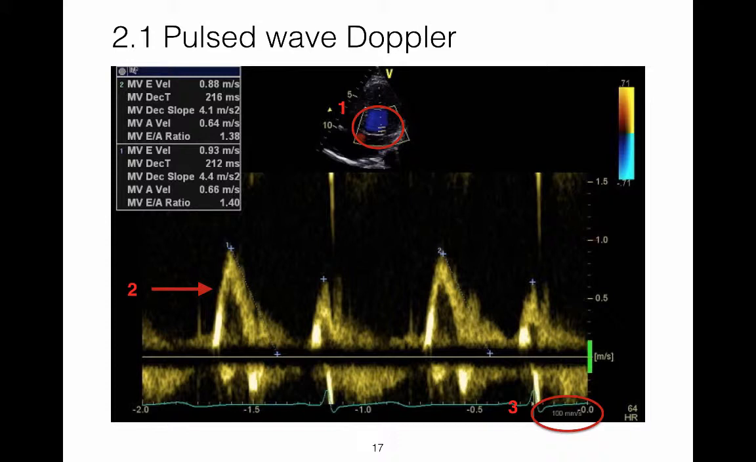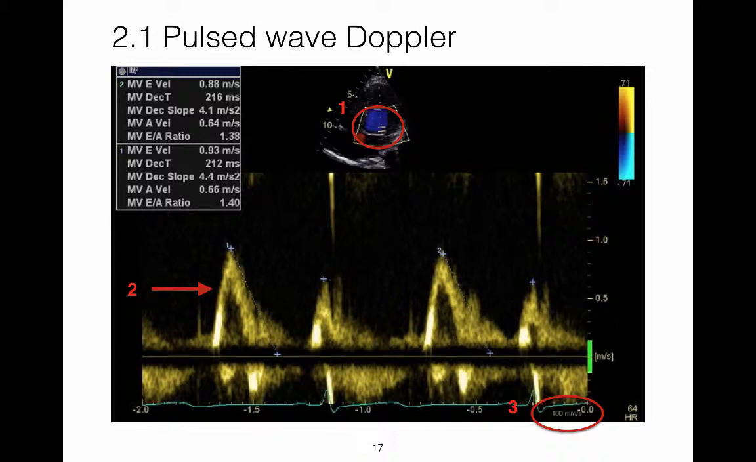1. The sample volume has been placed at the mitral valve leaflet tips. 2. Flow towards the transducer is shown as peaks above the baseline, which have been measured at specific points, that is, at the peak velocity. And 3. The sweep speed has been optimized to make these measurements. The sweep speed, as indicated at the bottom right of the image, is 100 millimeters a second. This helps to ensure accuracy.